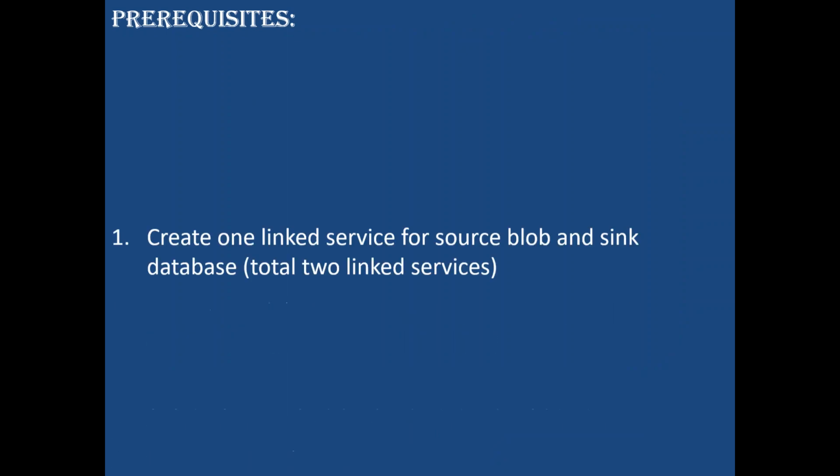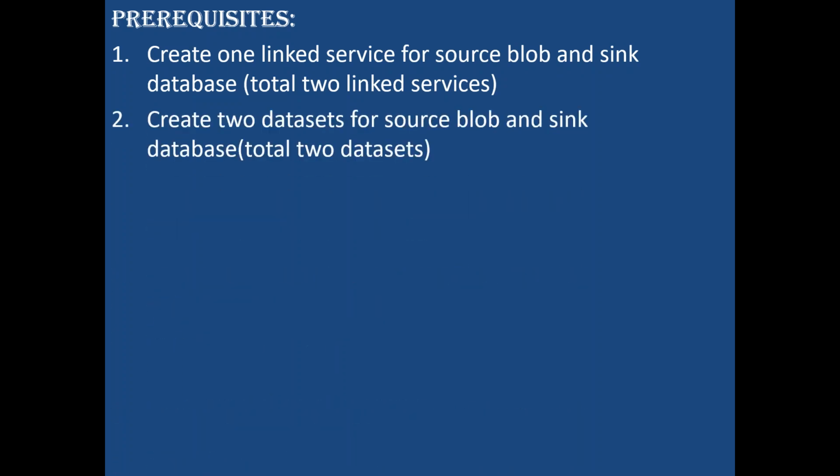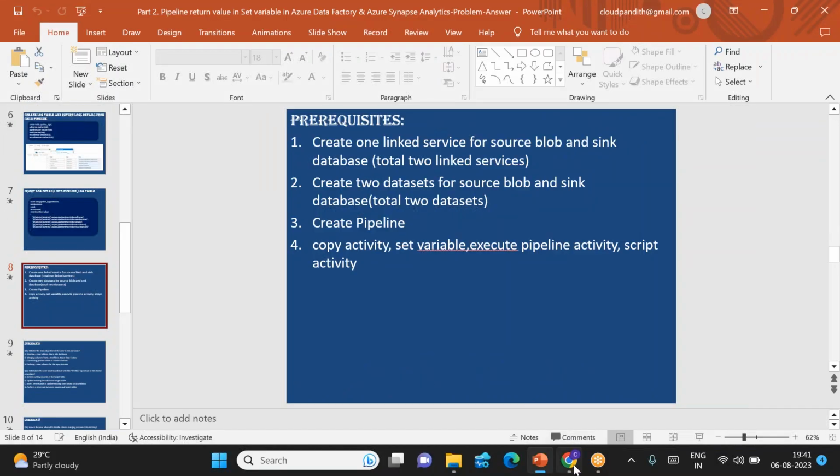Okay, so let's see now. The prerequisite before we go for the lab is that we need to create one linked service for the source blob, one linked service for the database, and then two datasets: one for the source blob, one for the SQL database. Then we need to create one pipeline. We need to use the copy activity, set variable, execute pipeline activity, and script activity. These things we need to use. So before we discuss the summary questions, let's complete this lab.